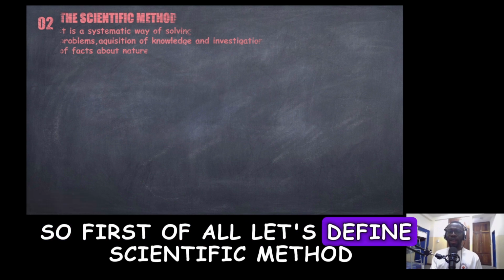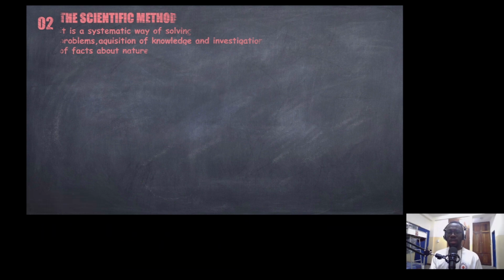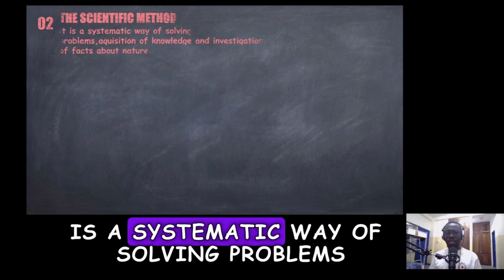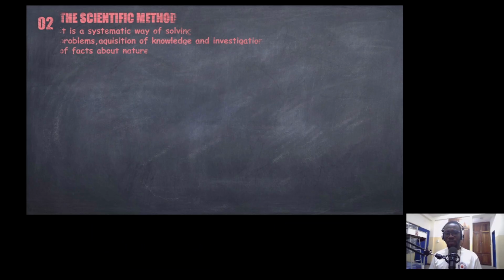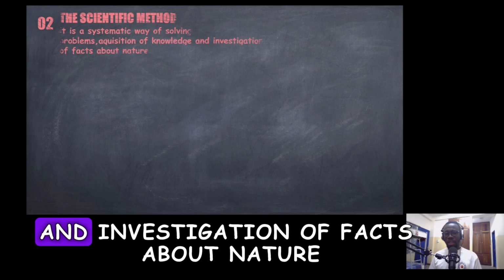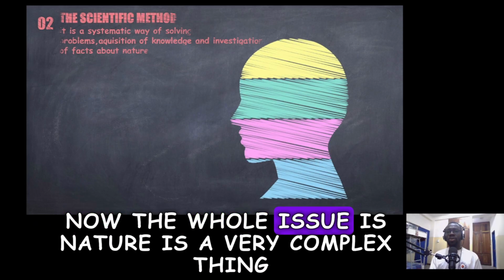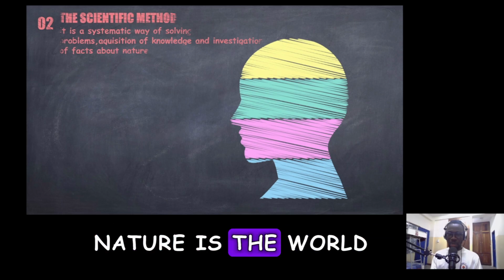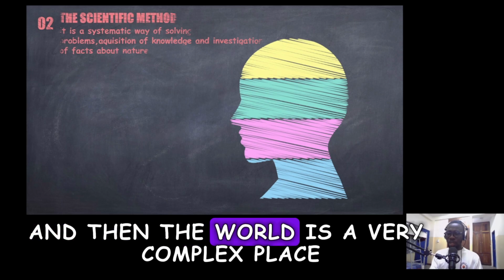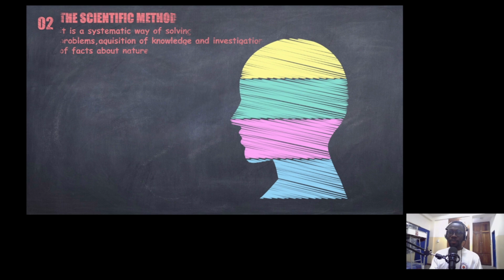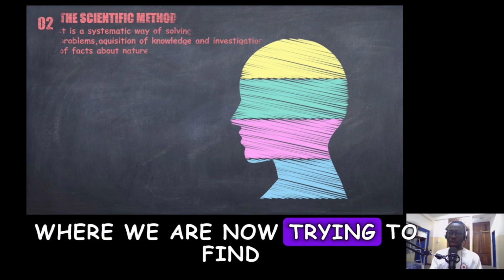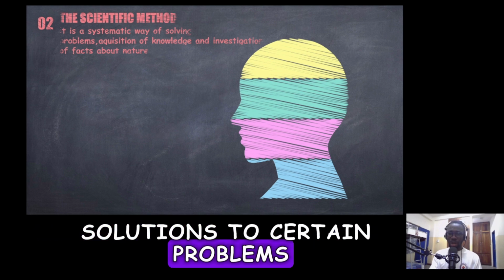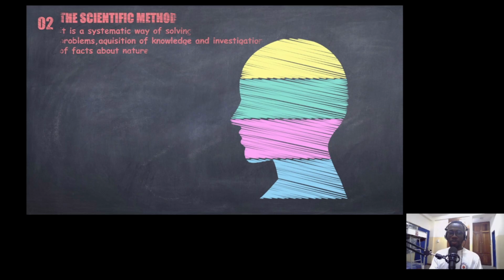So, first of all, let's define scientific method. Scientific method is a systematic way of solving problems, acquisition of knowledge, and investigation of facts about nature. Now, the whole issue is nature is a very complex thing. When we talk about nature, nature is the world, and the world is a very complex place where we are now trying to find solutions to certain problems pertaining to nature.